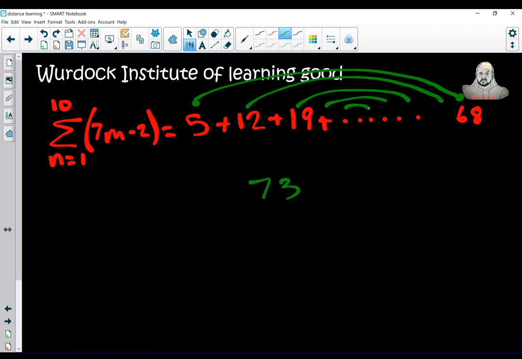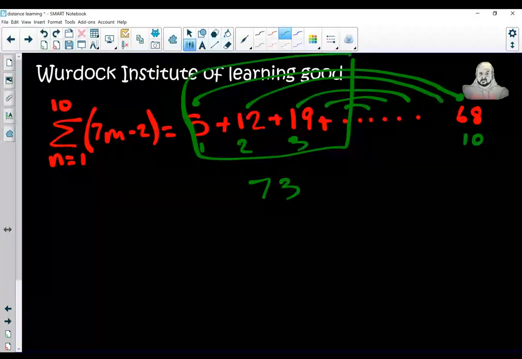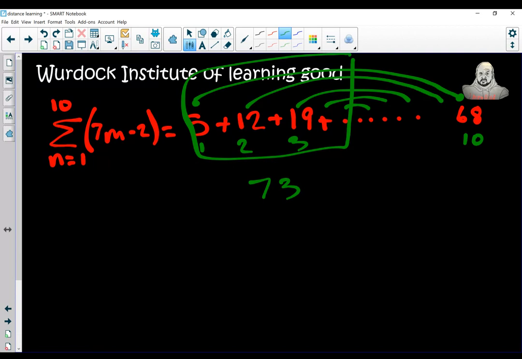Again, if you have 10 things on your list, how many pairs will you have? You'll have half that. Half of them will be able to pair up with the other half. So we take 10 and divide by 2.